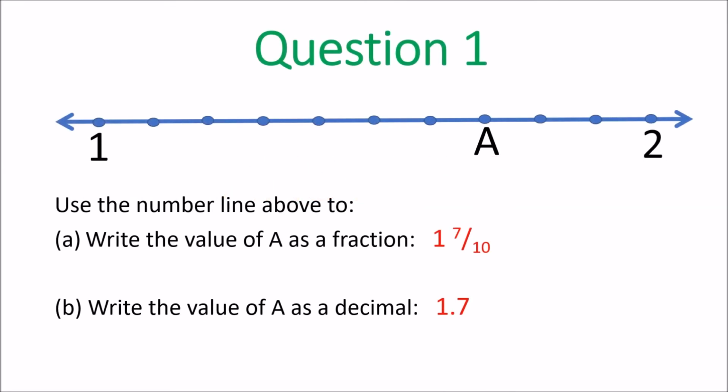And here we go. Question 1. Use the number line above, and the value of A as a fraction is 1 7/10. Mark it. The value of A as a decimal is 1.7. Mark it.